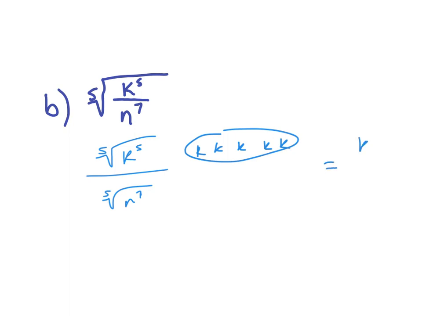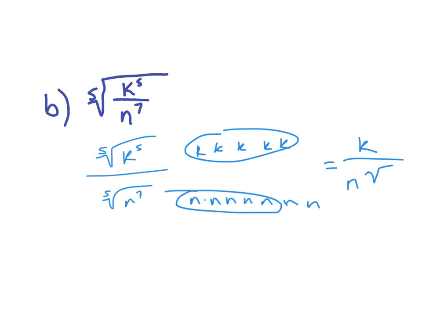What do we do on the bottom? Write out 7 n's. 1, 2, 3, 4, 5, 6, 7. Circling groups of how many? 5. So we have 1 n that comes out. How many left on the inside? 2.